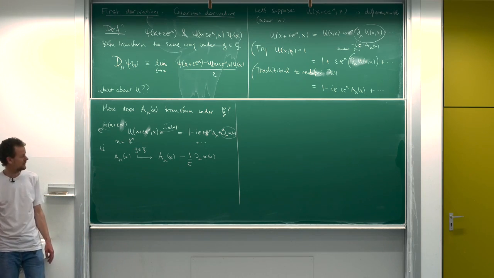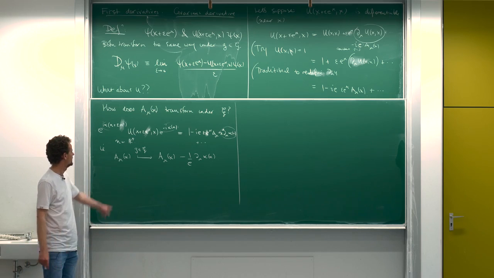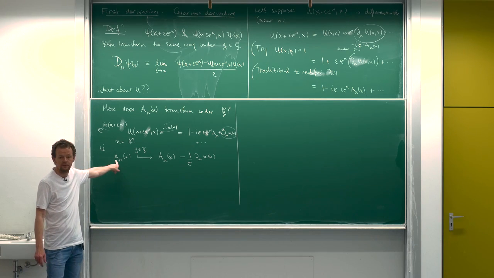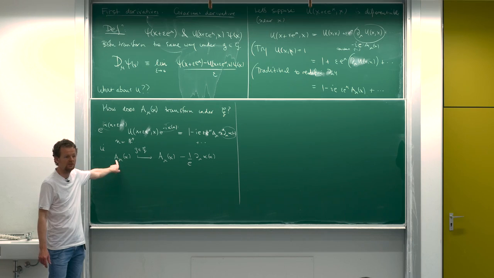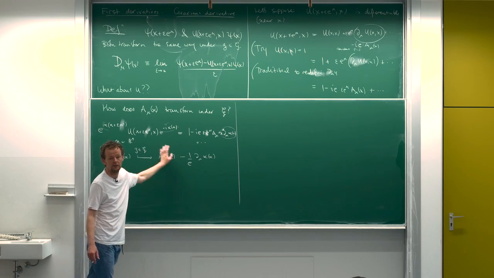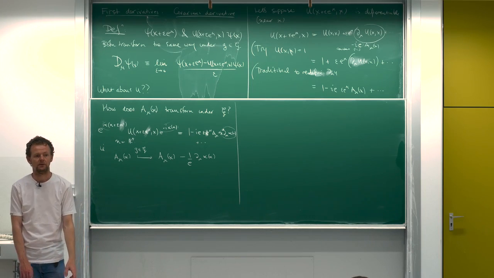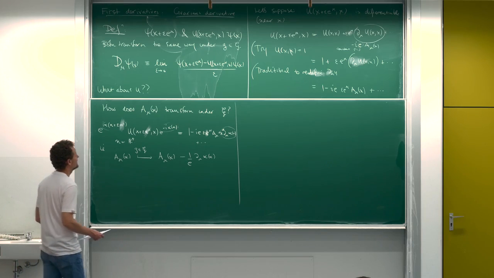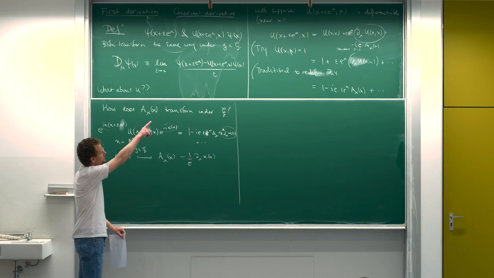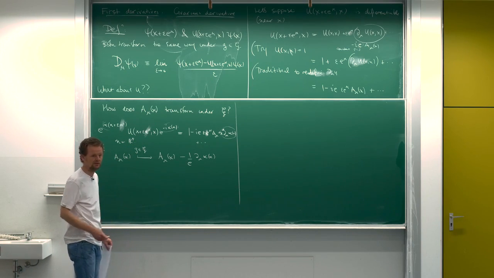Right, so if we can find a field A mu of x, a list of 4 numbers per space-time location that transforms in exactly this way under a local gauge transformation, then we'd have presented an infinitesimal way to build this parallel transporter object like that.